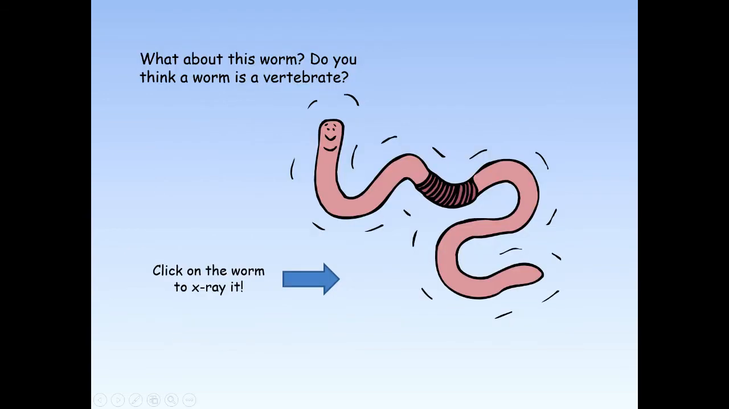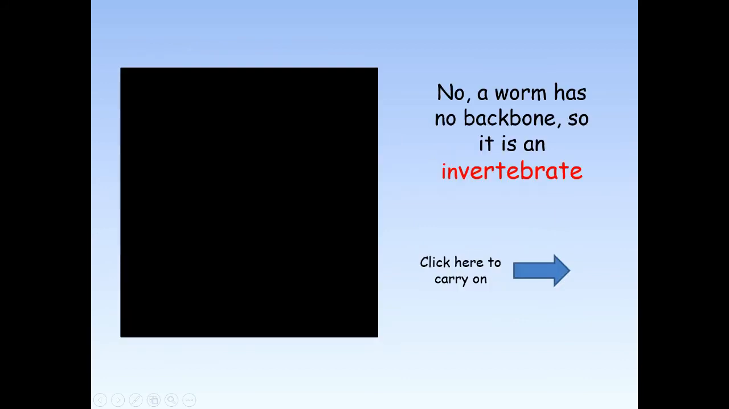What about worms? Worms obviously move very carefully along the ground. Do they move like snakes? Are they able to have backbones? Well, let's click on the worm and have a look. No, worms do not have backbones. So again, just like the jellyfish, it is an invertebrate.